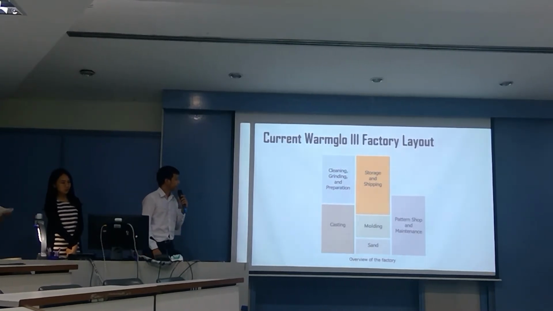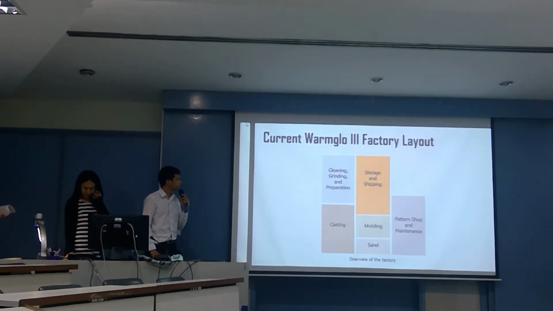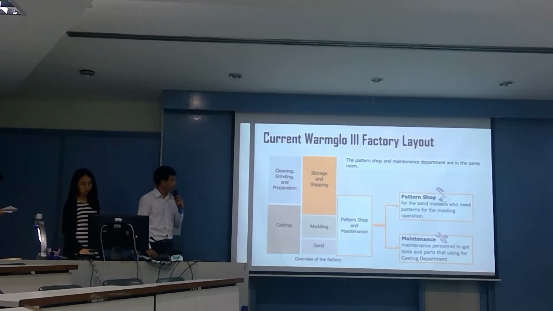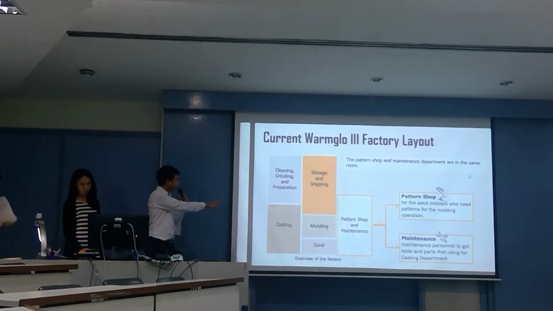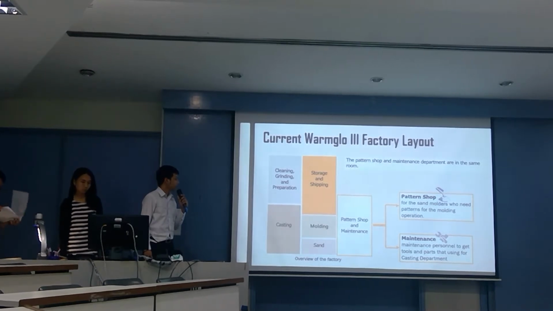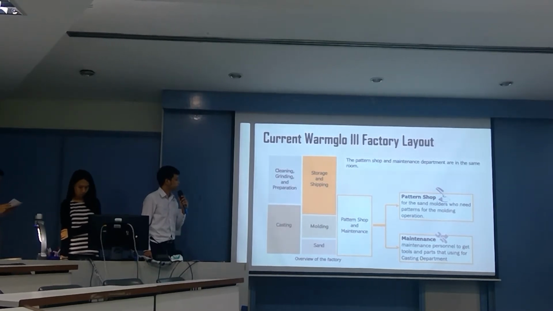Okay, so the process will start from the pattern shop, and then the molder will use the pattern to mold using special sand, and then after finishing molding, they will send to casting, and then send to cleaning, grinding, and preparation, and after finishing, they will send to storage and shipping. Okay, so the case wants you to focus on the room where the pattern shop and maintenance department are together. The maintenance department is mainly used by people from the casting department, and the pattern shop will be used by the sand molders.